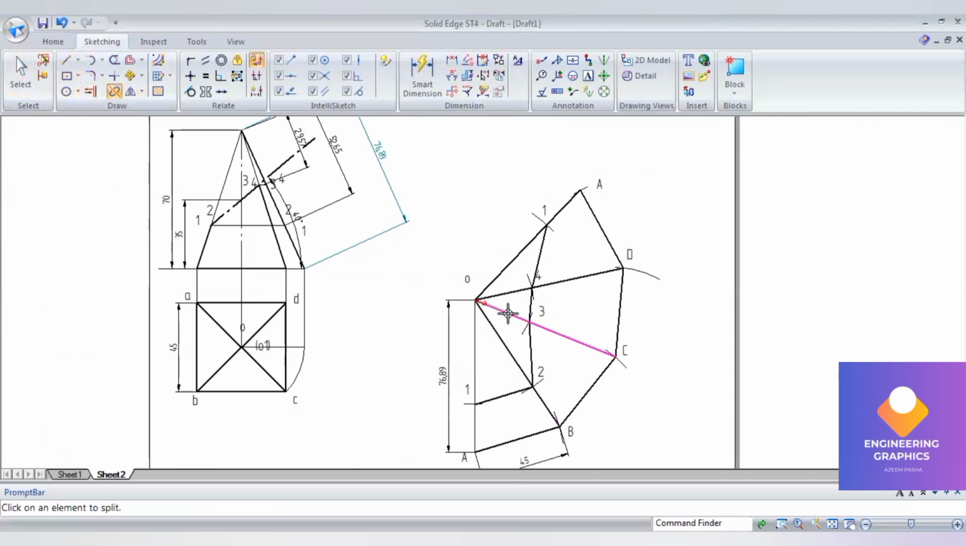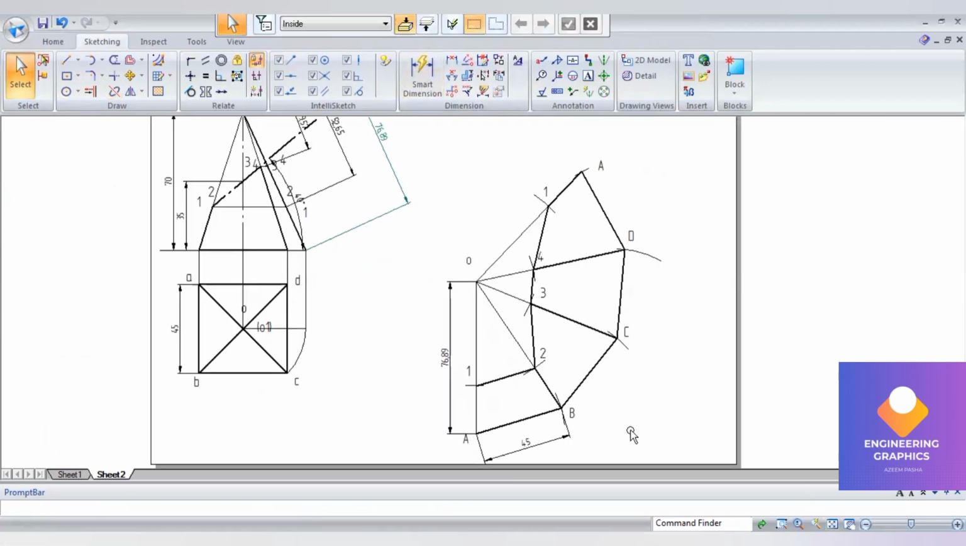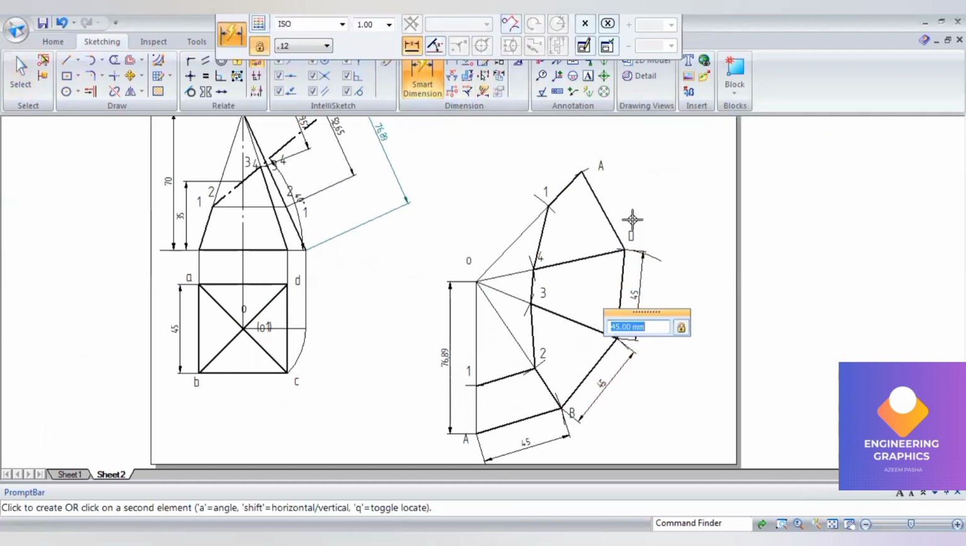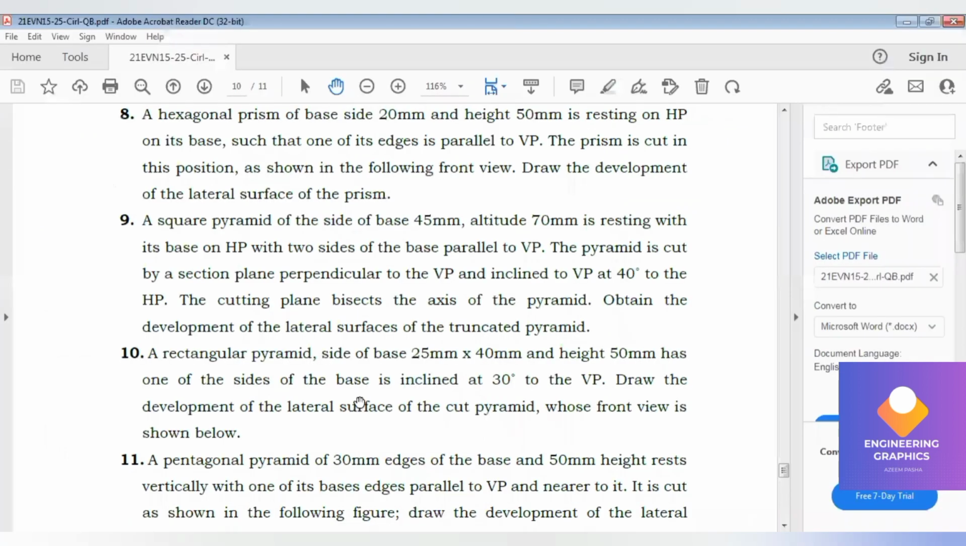You can make that upper part thin, okay, so that we can clearly show the difference here. So the lower part is the cut truncated portion, so we'll make that thick, and that upper portion we will make thin. Okay, so that completes the problem here.